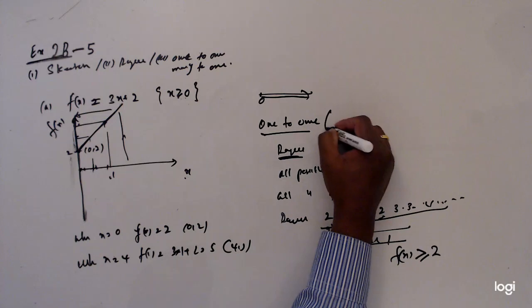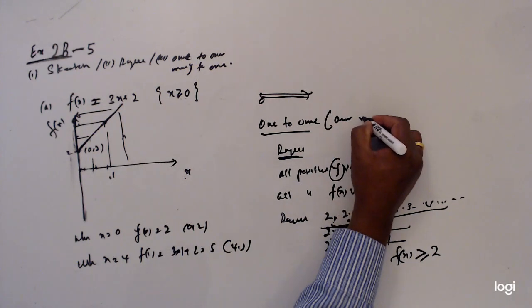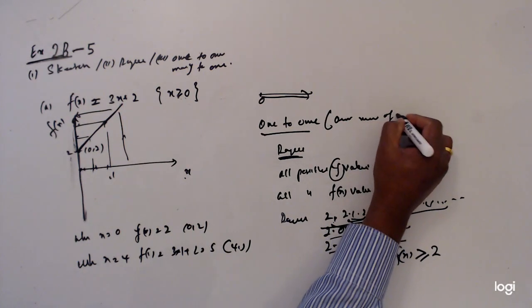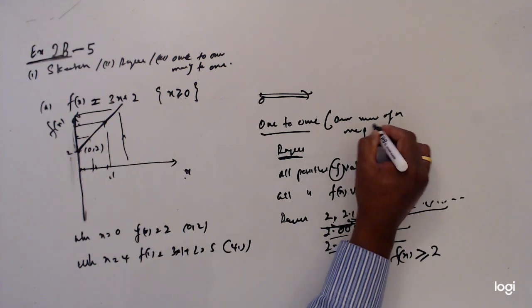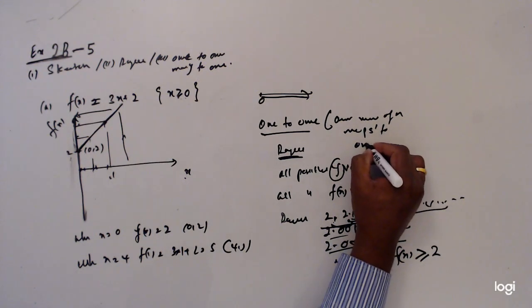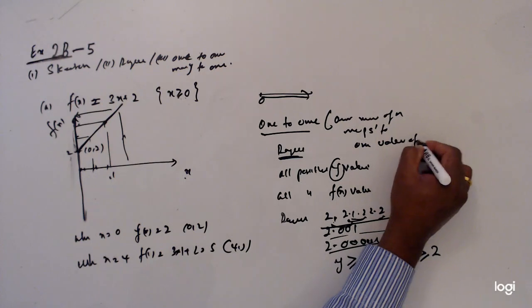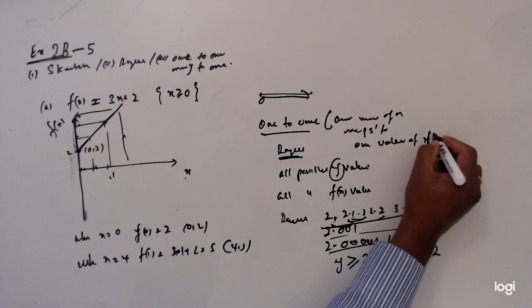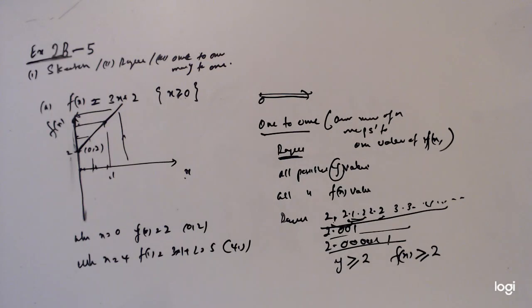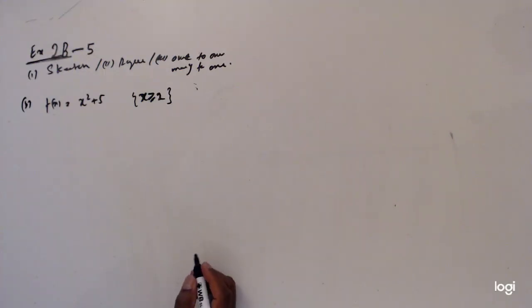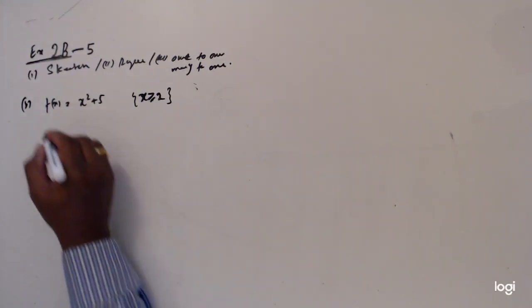The function is one-to-one because one value of x maps to one value of f(x). Part B, f(x).